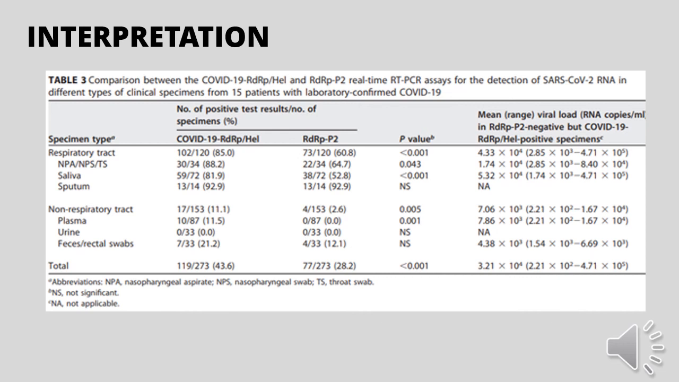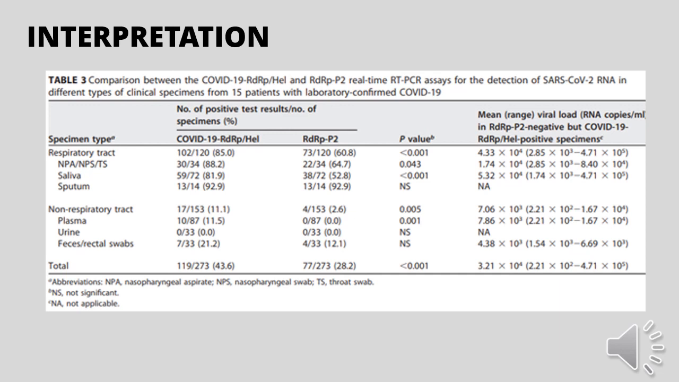collected from plasma, urine specimens, feces, and rectal swabs. So these specimens were collected from 15 patients with laboratory-confirmed COVID-19 in Hong Kong. Among the 273 specimens collected from those 15 patients, 77 were positive by the RdRp-P2 assay. So as you can see on the table, the RdRp-Hel assay was also positive for all of those 77 specimens. So both of the assays are positive with those 77 specimens.